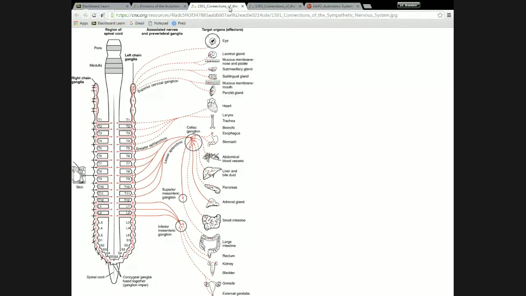Your heart rate increases. Your bronchioles and bronchi, the tubes in your lungs, will expand so that more air can get in. Your breathing rate might go up, those kinds of things. All of that happens at once because of all of the branching in the sympathetic system.